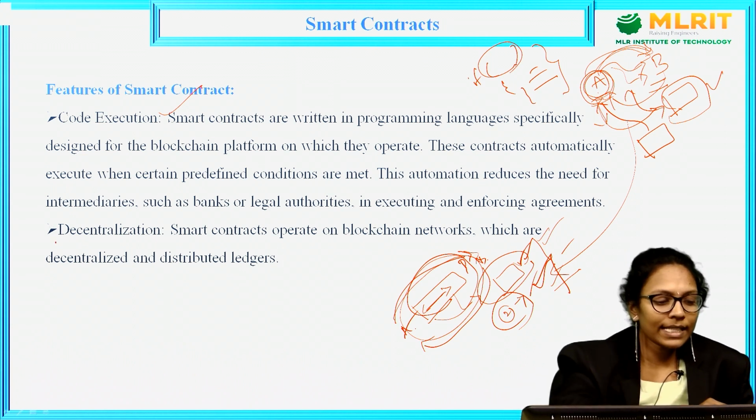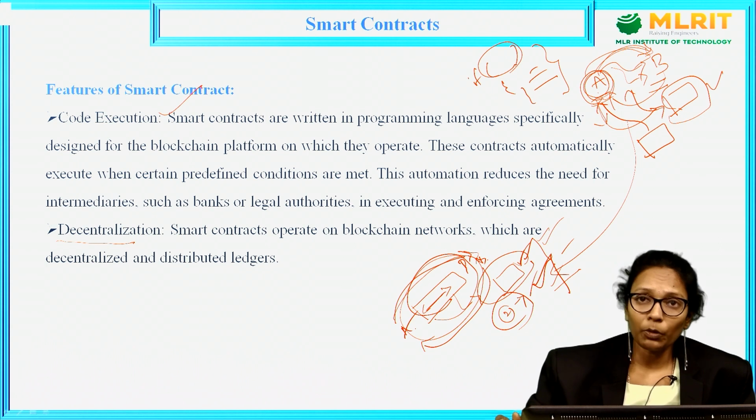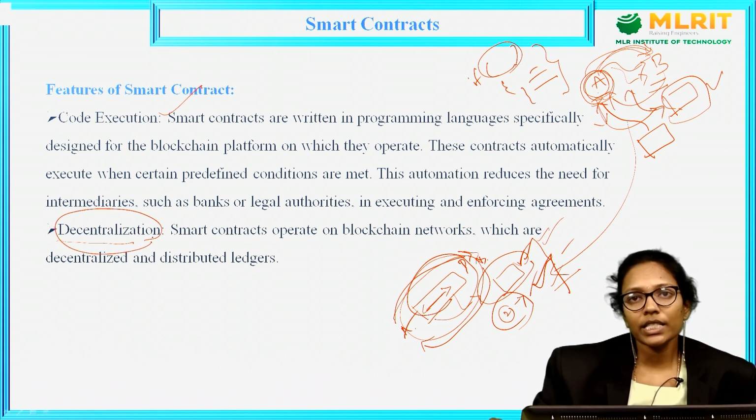And next is decentralization. We know smart contracts are programs which operate on blockchain technology. So that's why it will also follow the principle of decentralization. Decentralization in the sense there is no central authority to monitor this smart contract.